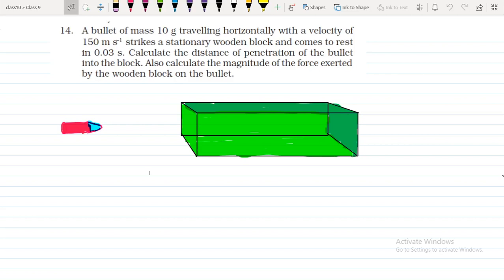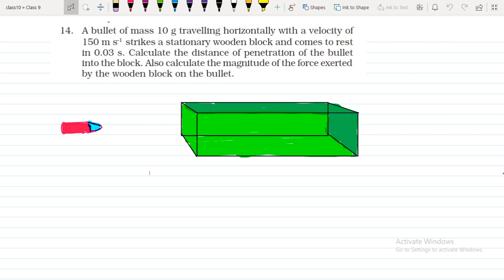A bullet of mass 10 gram traveling horizontally with a velocity of 150 meter per second strikes a stationary wooden block and comes to rest in 0.03 second. Calculate the distance of penetration of the bullet into the block. Also calculate the magnitude of the force exerted by the wooden block on the bullet.